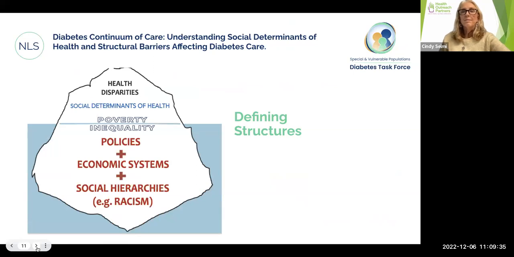So what is a structure? For the purpose of our discussion today, we will use the following definition of social structures. Social structures are the policies, economic systems, and other institutions such as schools, the judicial system, and other government systems that have produced and maintain modern social inequities, as well as health disparities, often along the lines of social categories such as race, class, gender, sexuality, and ability.